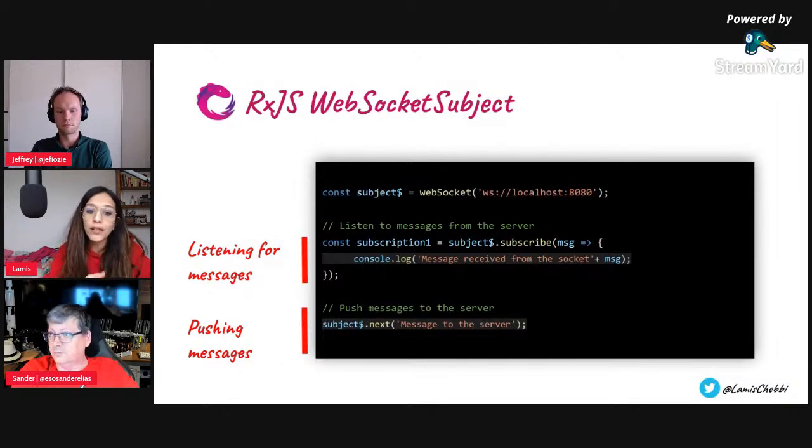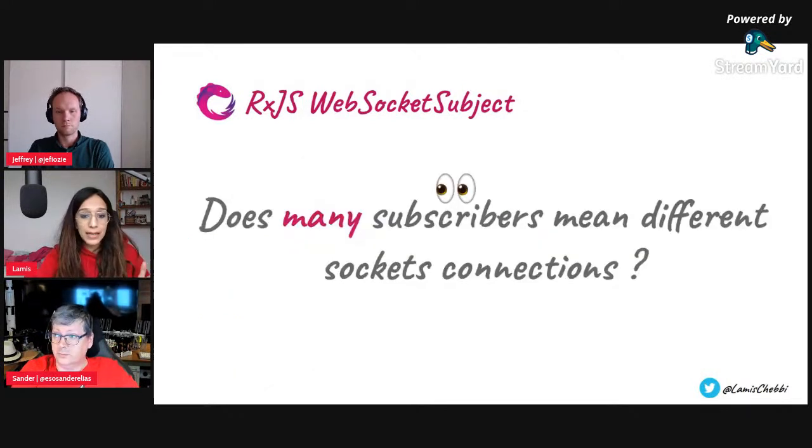And the second part is how you push messages to the server the other way around, by calling the next method on the subject dollar, which is my RxJS WebSocket subject again. Yeah, so here is the basic example. Now, I have some questions.